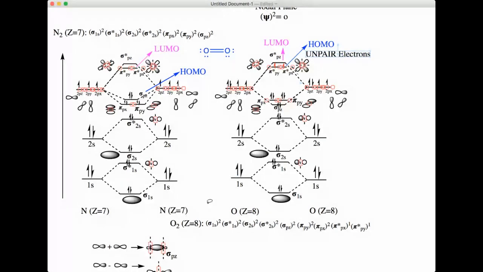We have been talking in class about homonuclear diatomic molecules. We have been discussing examples of a molecule formed by two atoms, and that's the homo part: two atoms that are the same. So this is the simplest example for molecular orbital theory.